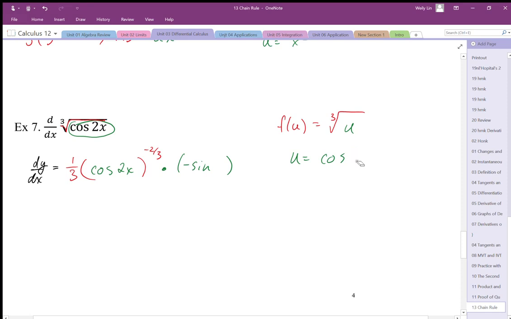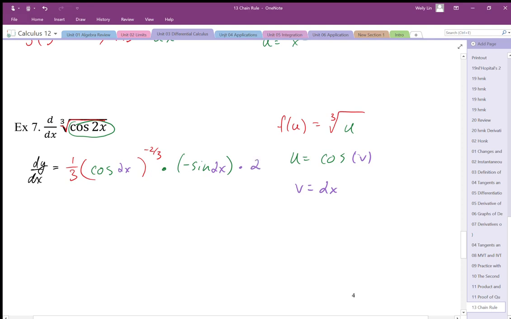I'm going to call this my v function, cosine of v, and then the v function is just the innermost 2x function. So there are actually 3 layers to this. My outside function is in red, differentiated. My inside function has been differentiated, in green. And then I can differentiate my next inside, which is 2x, and the derivative of that is times 2.